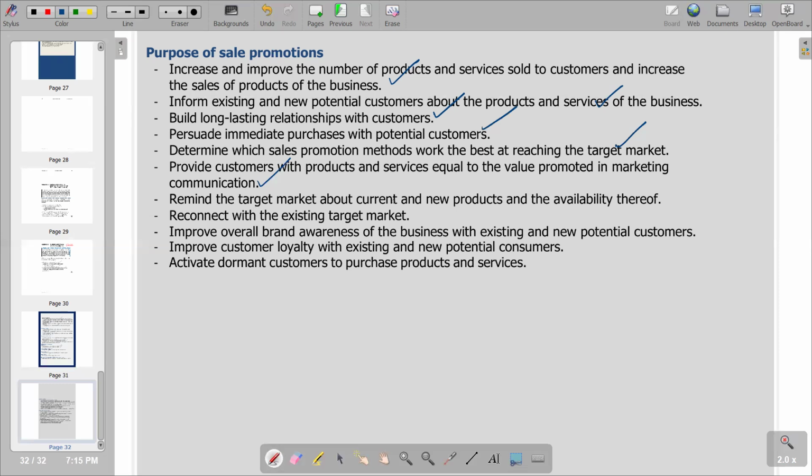The next one, remind the target market about the current and the new products and the availability thereof. That's what we have on this point. The next one is to reconnect with the existing target market, the existing and the new potential customers. So the basic idea is to try to attract customers, the ones that were buying from us before, that is the existing customers, and the ones that are potential that are not yet our customers. So we are trying to attract them. Our next point is saying improve customer loyalty with existing and new potential customers and services. So these are the points that are part of the purposes of sale promotion.